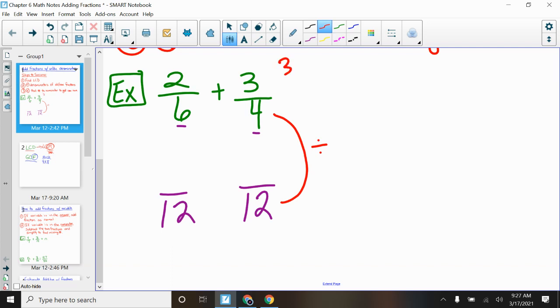But I'm not done. I can't put that there yet. I've got step 3 to do, don't I? So let's go ahead and divide this side. 12 divided by 6 is 2. Okay. Now I'm on to step 3.